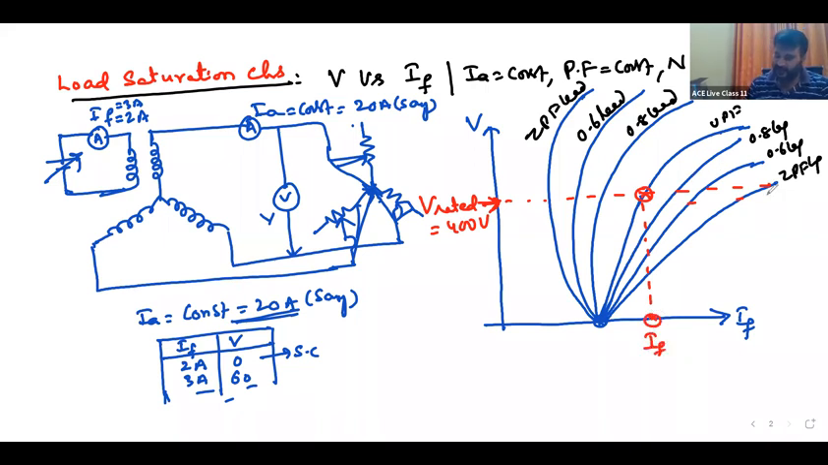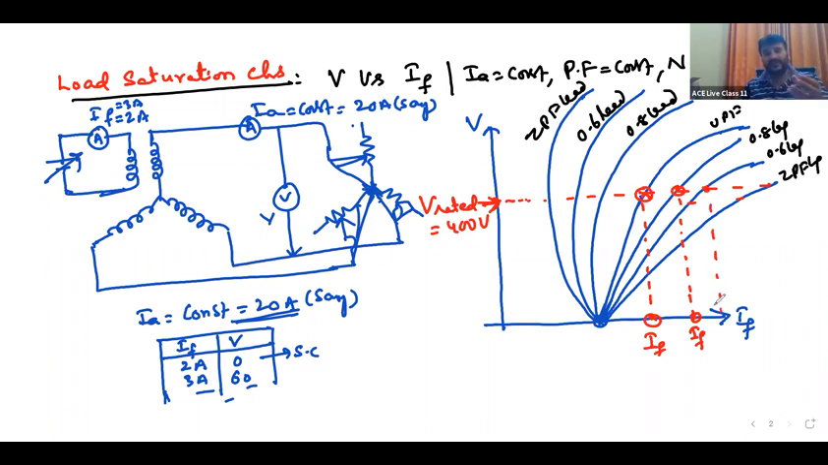But for lagging power factor, more field current is required. For 0.8 lagging, the field current requirement is more. Why? Because due to the demagnetizing effect of armature reaction, a voltage drop takes place. But I need to maintain the voltage the same. I want again 400 volts, which requires more field current. Similarly, for 0.6 lagging, the drop is still more, so the field current requirement will be still more.